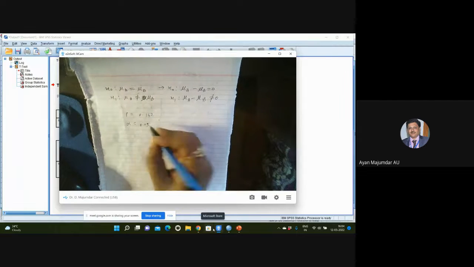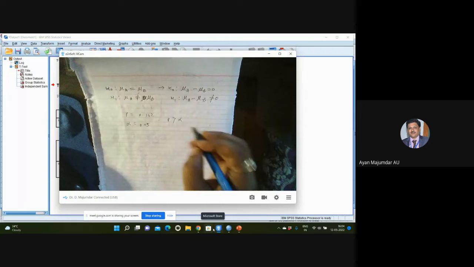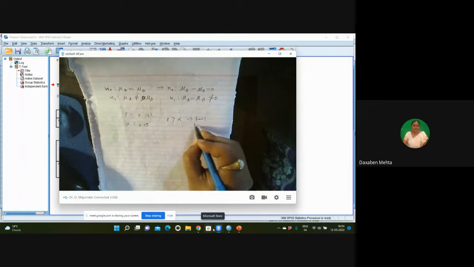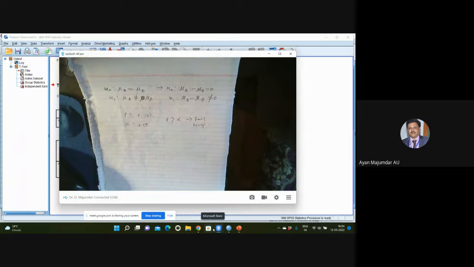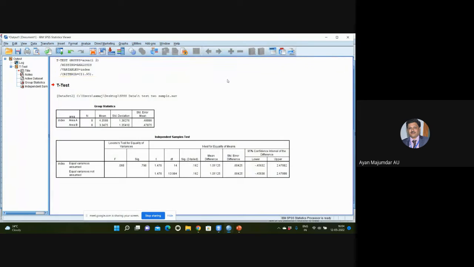And our alpha, we are testing it at 5% level. So the p-value is more than the alpha. So we fail to reject the null hypothesis. If the p-value was less than 0.05, we would have rejected the null hypothesis. So since we fail to reject the null hypothesis, we can comment that there is no significant difference in the average pollution level of both the areas of the city. Am I communicating? Is this clear?